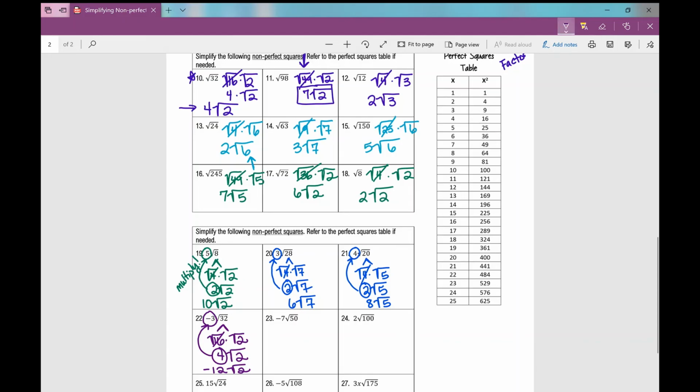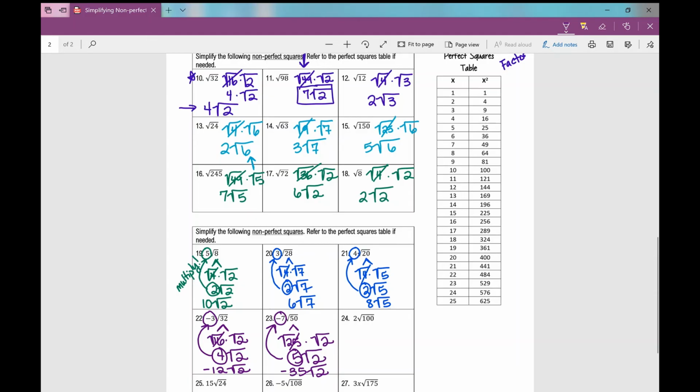Looking at number 23. Negative 7 square roots of 50. So I need to simplify the square root of 50 first. Obviously, I'm thinking 25, and that's definitely the biggest perfect square that goes into 50. The square root of 25 times the square root of 2. What is the square root of 25? It's 5. 5 square roots of 2. But again, I've got that number out in front, so I need to make sure that I multiply those together, and I get negative 35 square roots of 2.